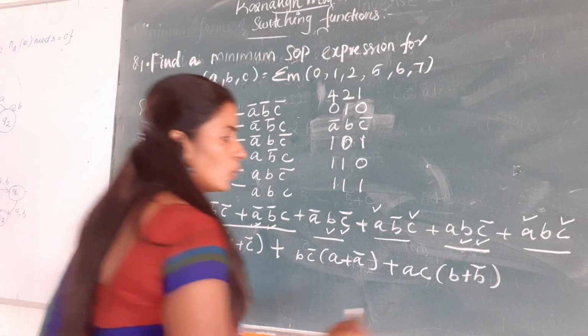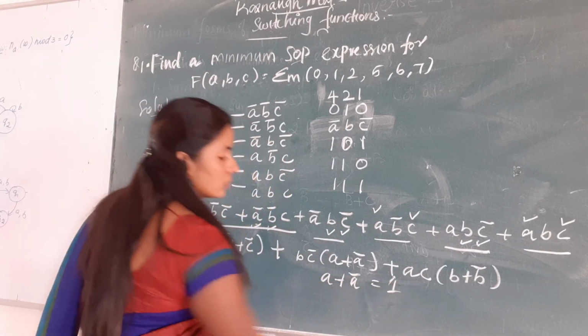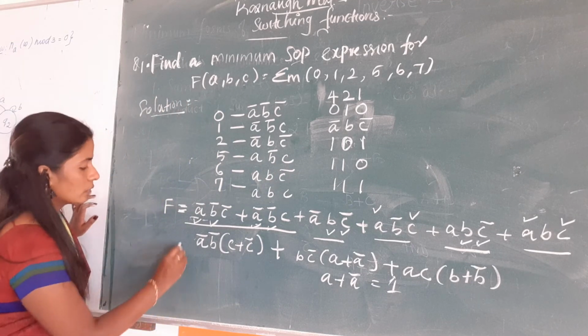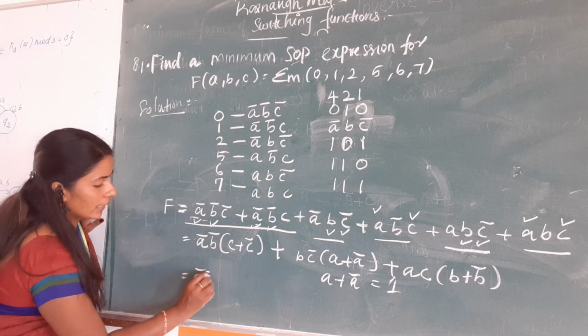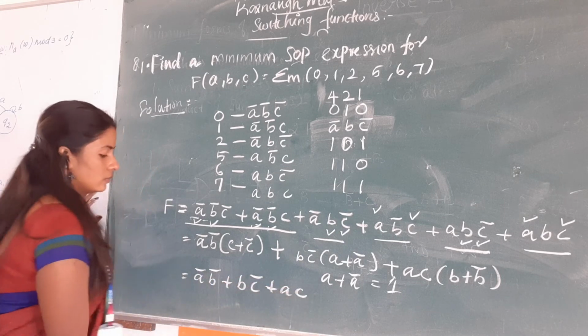Okay, now we all know A plus A bar is equal to 1. If you apply this, you will get A bar, B bar plus B, C bar plus A, C. This is the answer.